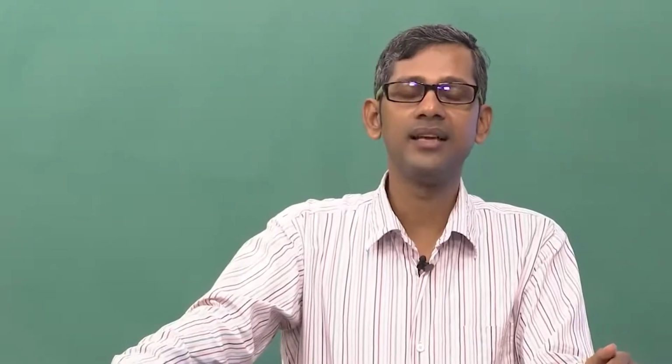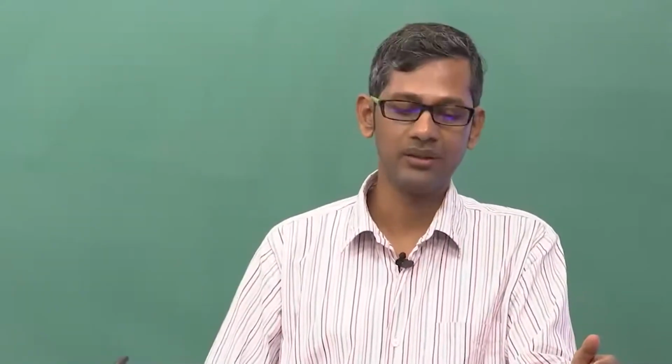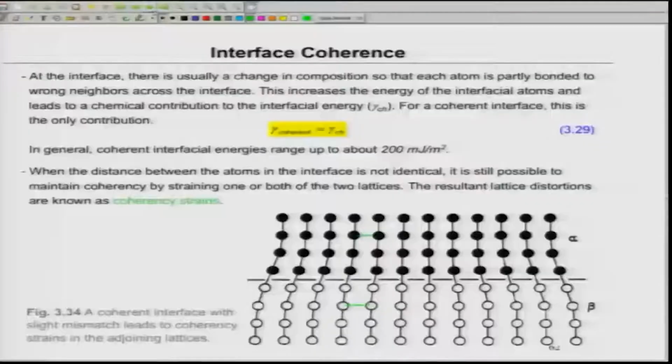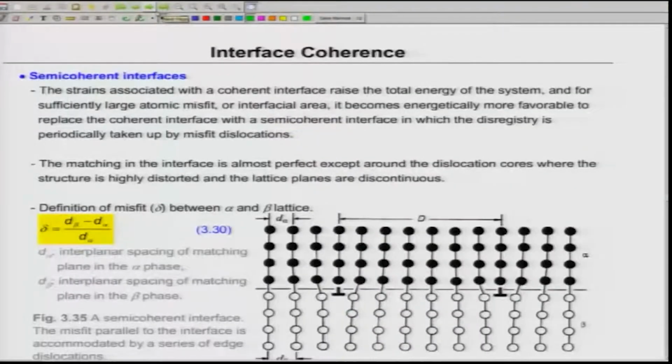So, you have seen in the last lecture how we can create lattice registry across the interface, and that is how we can create coherency along the interface. But you know, it may not always be possible to maintain this lattice registry. That is mainly because the plane spacing along the interface may be varying too much, and this will lead to a large difference in the atomic spacing, and this can lead to a situation where it is no longer possible to maintain the coherency. So, that is what I have written here.